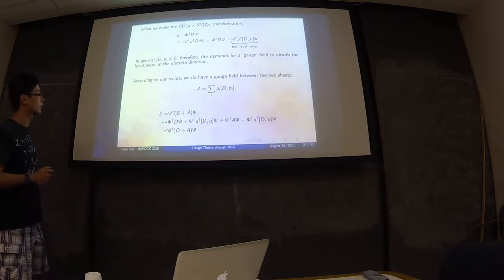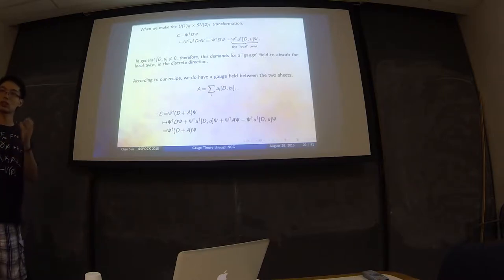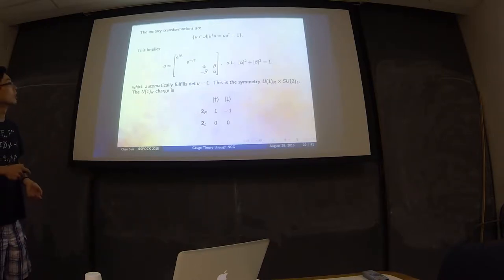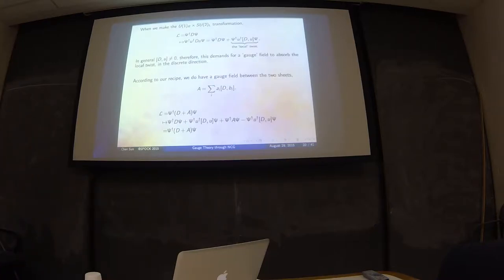And let's see how this Dirac operator transforms under this transformation. When we make this U1R cross SU2 left transformation, we see another local term popping out. In general, this matrix, this Dirac operator, does not commute with this matrix. Okay, so what do we do? We use the old trick.